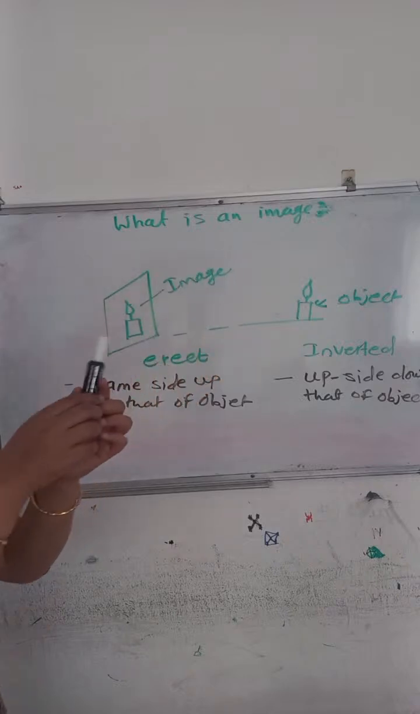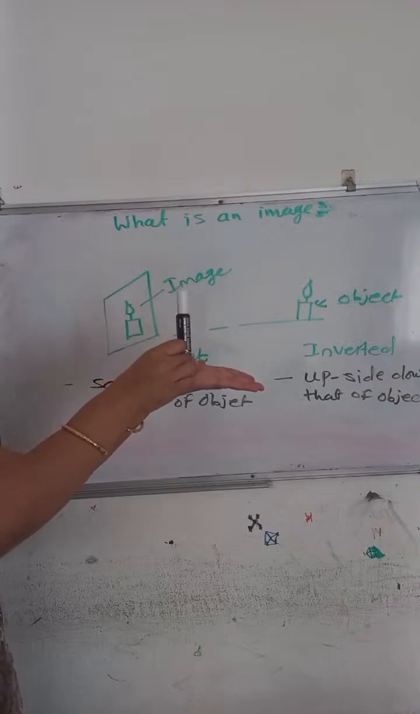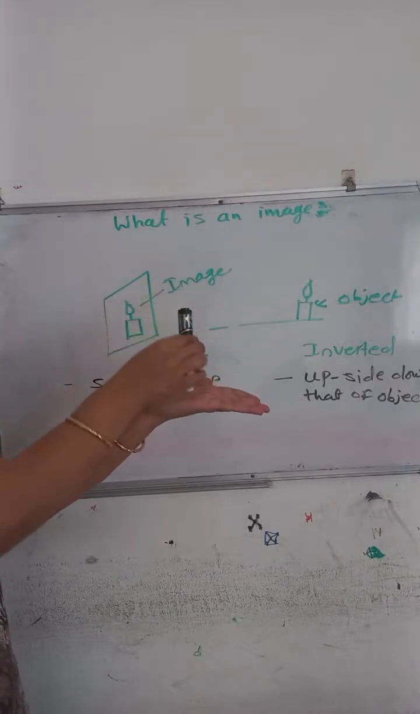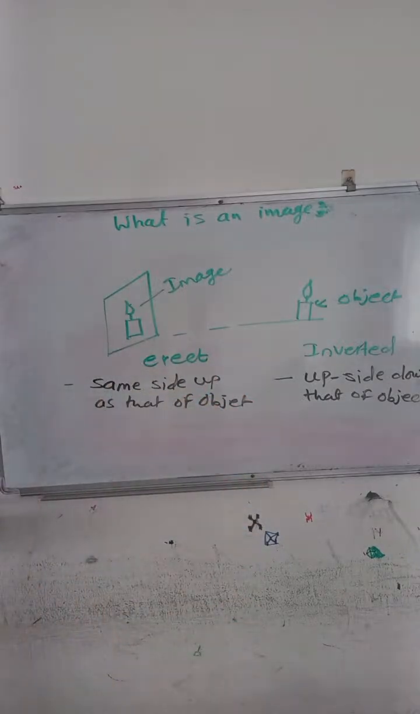Suppose this is a surface and this is the object. If I am getting the same image, that means erect, and if I am getting it upside down, then it is inverted. Understood? These are the two types of images we have. Everyone is getting this?